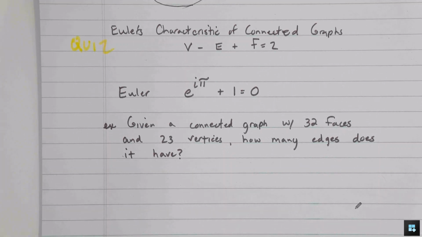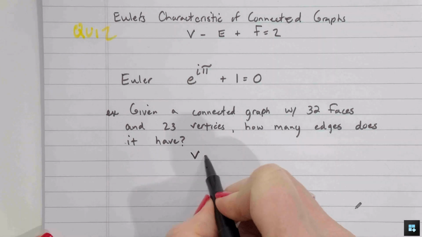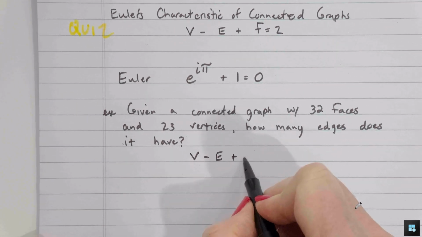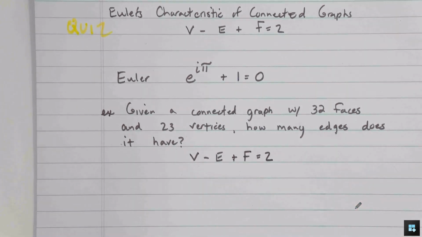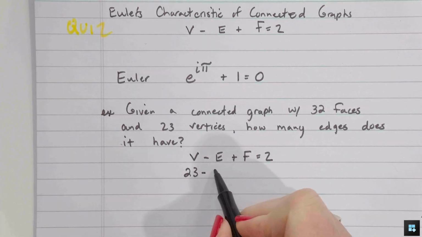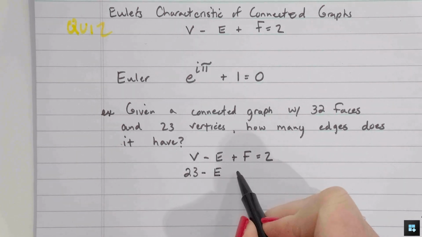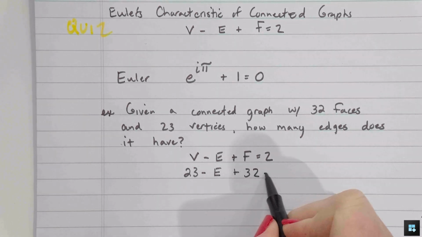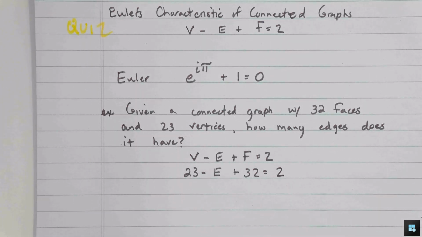How many edges does it have? So we would use V minus E plus F equals 2. We'd fill in the 23 vertices. We're trying to find edges, so I'll leave that. And faces, 32.